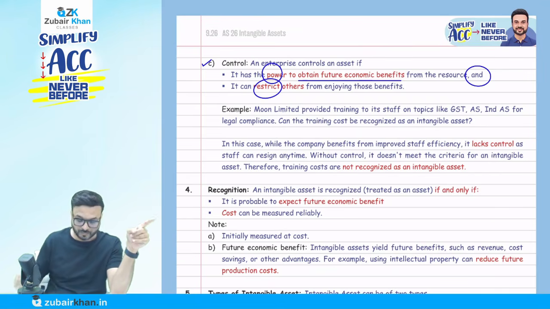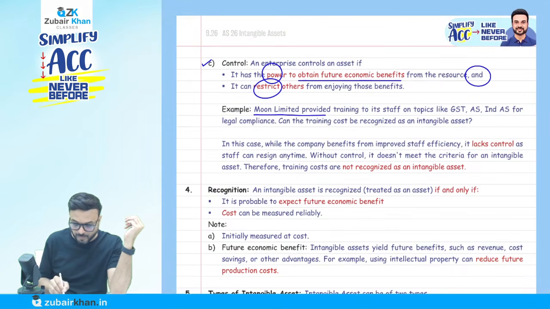Got the point? So they say Moon Limited is providing training to its staff on a topic like GST, accounting standards, or Ind AS for legal compliance. Now they are giving the training to their staff.